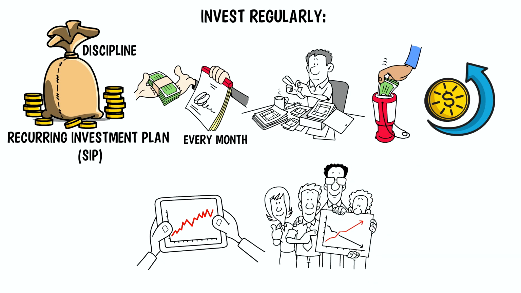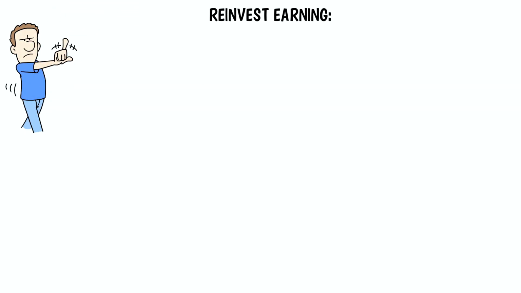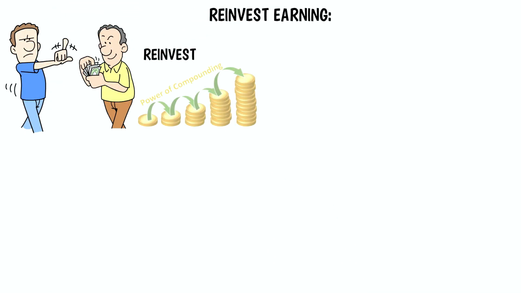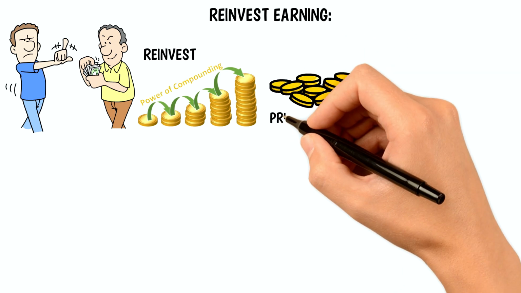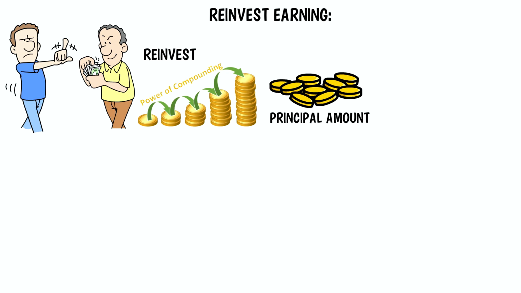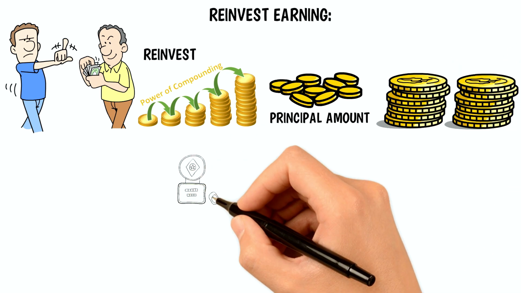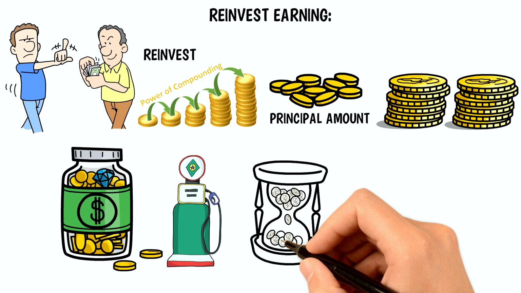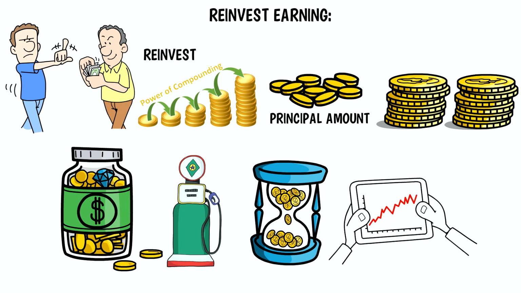Reinvest earnings. Resist the urge to withdraw your investment earnings. Instead, reinvest them to accelerate the compounding effect. Every rupee of earnings you reinvest becomes part of the principal amount, generating even more interest in the future periods. Think of it as adding fuel to your wealth-building engine. By reinvesting your earnings, you maximize the potential for exponential growth through compounding.